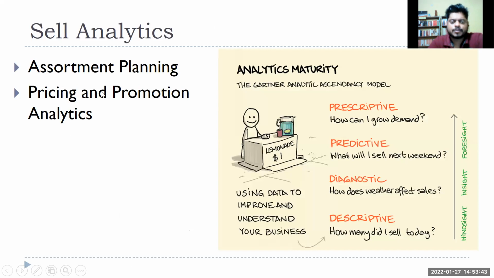Okay, so these are the two aspects we are going to discuss. Most of our discussion will be on assortment planning. Towards the end, maybe two slides I'll show about pricing and promotion analytics, but we'll not get into that. My objective here is to limit my discussion to the supply chain part. In sales, pricing and product analytics is also a big factor. That I'm not going to cover, but I'll show you some aspects of it.